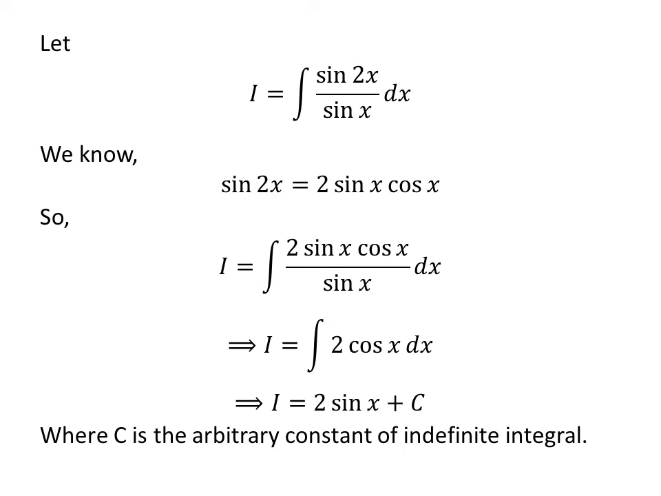We know the antiderivative of cosine of x is sine of x. So I is equal to 2 times sine of x, then add capital C, the arbitrary constant of indefinite integration. Do not forget to add this constant in the end of any indefinite integration.